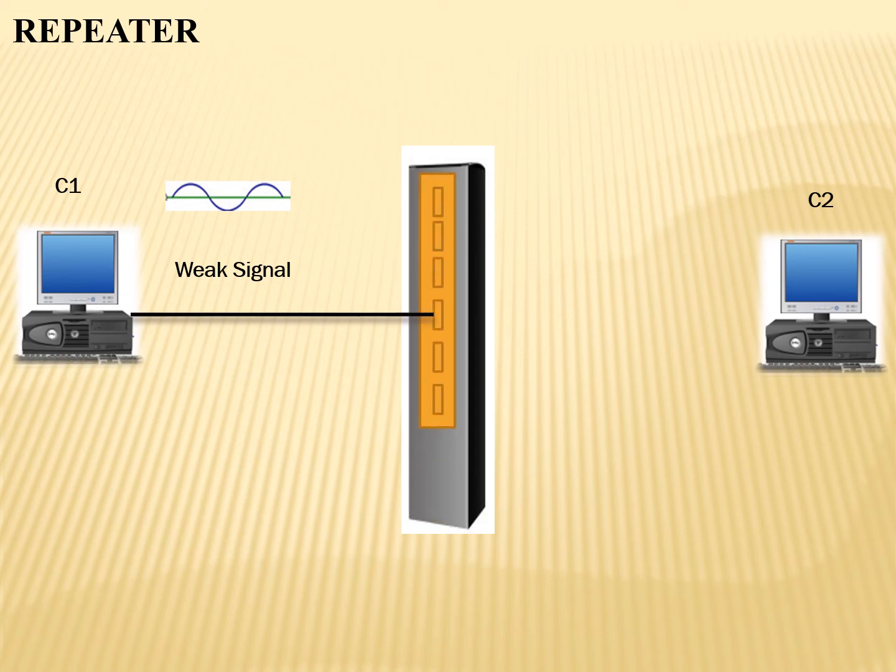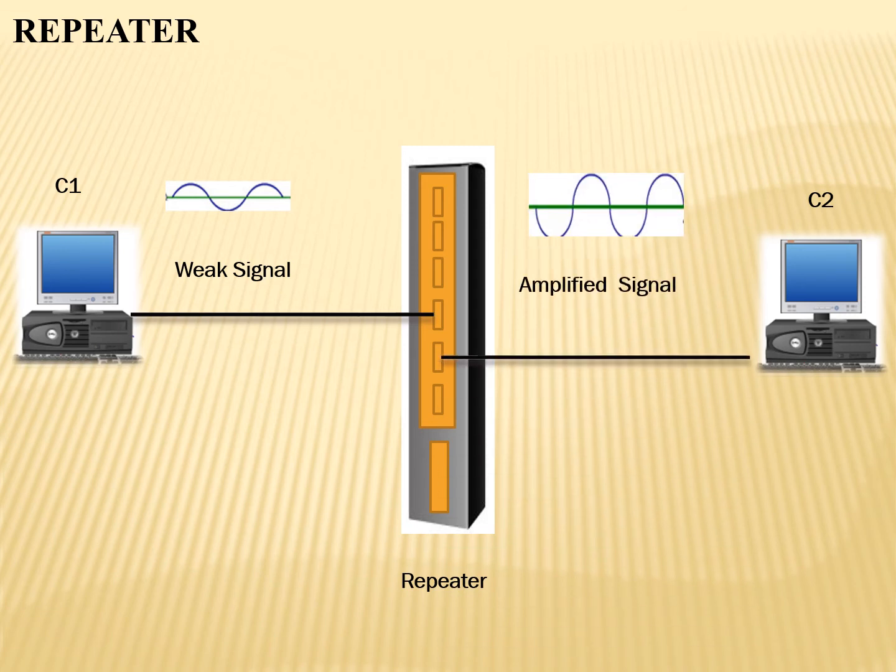This is my repeater. So what will the repeater do? As the name itself signifies, it repeats the signal. So this weak signal will be converted into an amplified signal and then it will reach the computer C2. When computer C1 is transferring the data to C2, the data becomes weak. C2 finds it very difficult to decode.